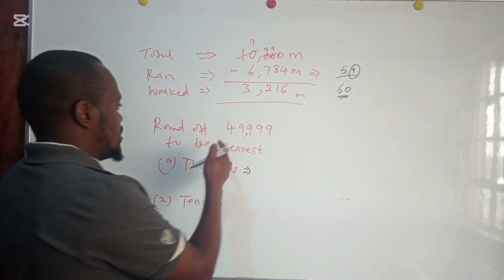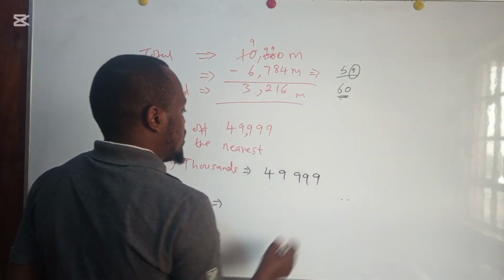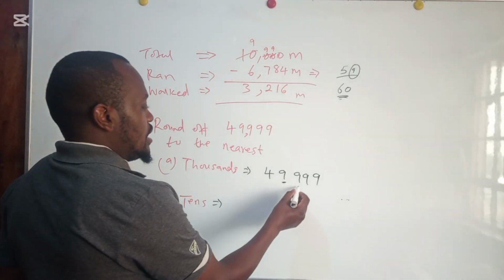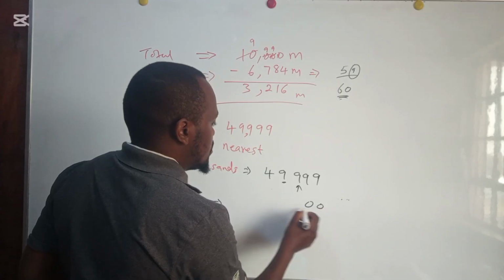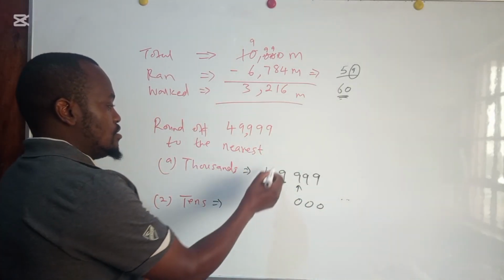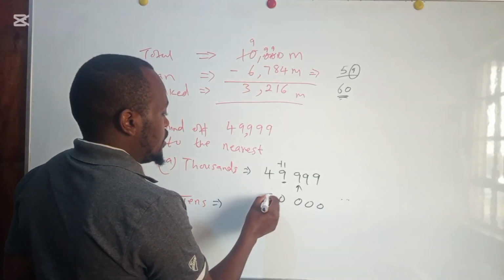To the nearest thousands, you have 4, 9, 9, 9, 9. Where is our thousands? It is here. So you look at the number before it, and you put all these zeros and this one 0. Then if this number is greater than 5, you add 1 here. So you'll have 0 and 5.